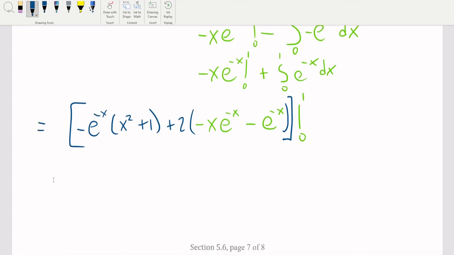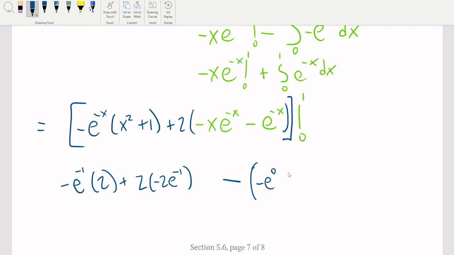So let's plug the 1 in, and then we'll plug the 0 in. So the 1 goes in, negative e to the negative 1 times 2 plus 2. And then we plug 1 in here. We're going to get e to the negative 1 minus e to the negative 1, right? So that's minus 2e to the negative 1. Okay, so then we're going to do big minus, and now we plug 0 in. All right, so plug 0 into this, you get negative e to the 0. This becomes 0, so that's just times 1, which is, you leave it, plus 2, and then this becomes 0 because of the 0.